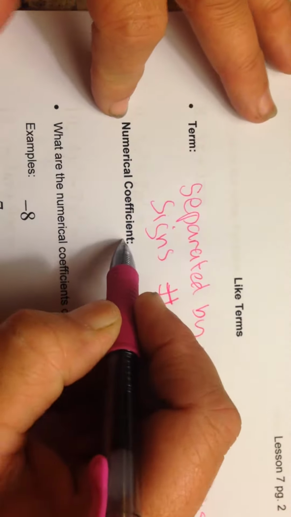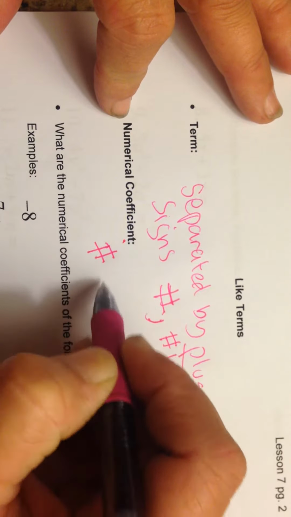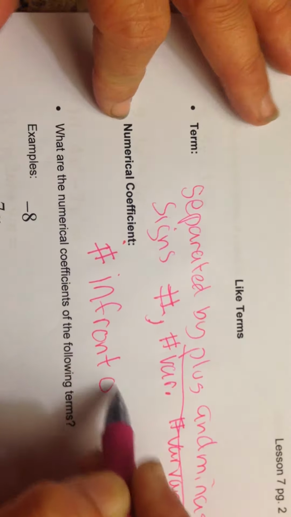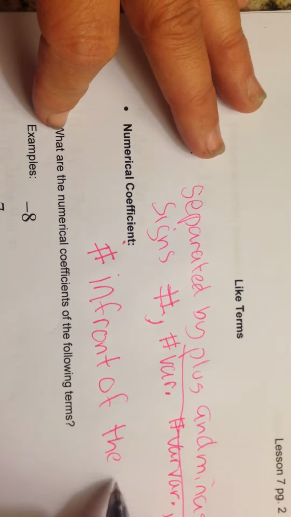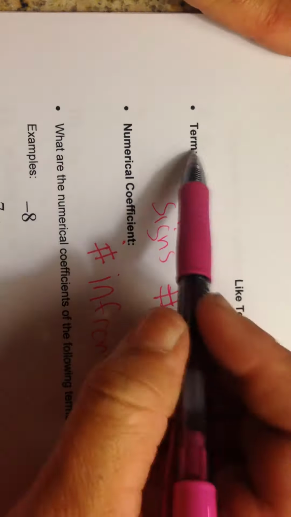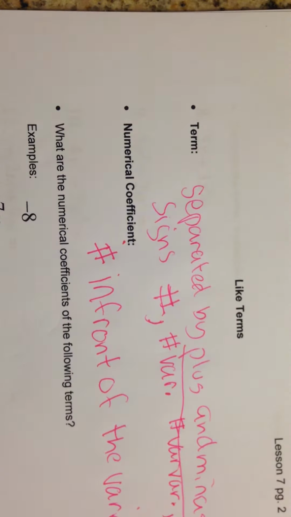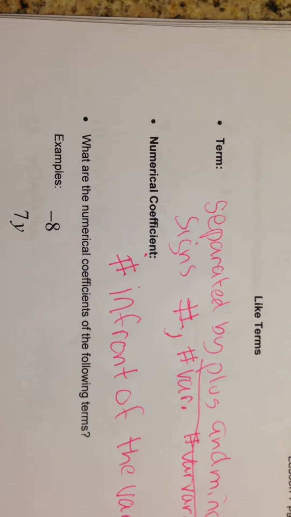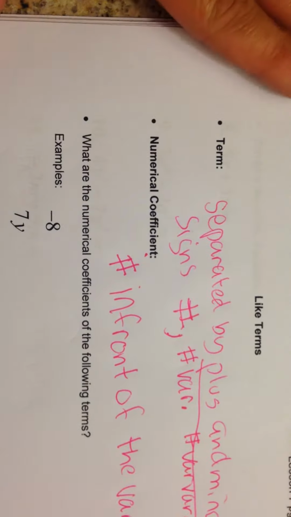A numerical coefficient is the number in front of the variable. So you have terms. Some terms are constant. Some terms are variables.